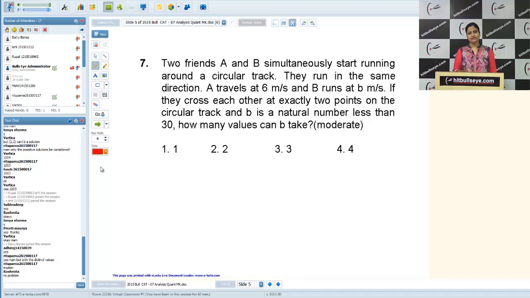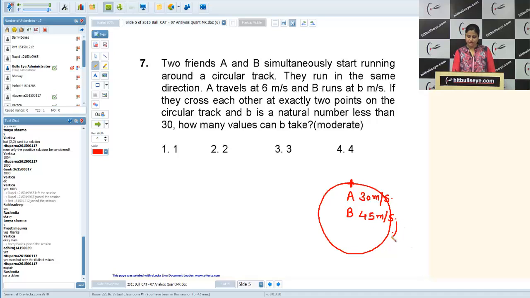To solve this sum, I need a shortcut. What is that shortcut? Whenever you have a circular track, say this is the initial point. Suppose there are two persons A and B. I'm taking new data. Suppose A's speed is 30 meters per second. B's speed is 45 meters per second. And they both are moving in the same direction. Now we want to find at how many distinct points of the track A and B will meet. Suppose this is my question. What is the shortcut to solve this question?